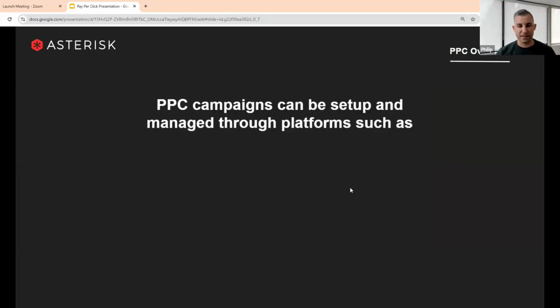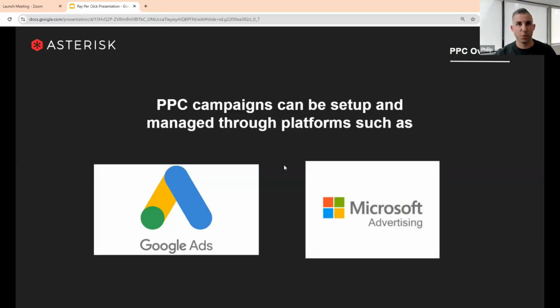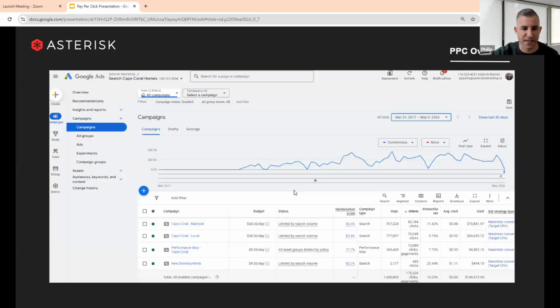PPC campaigns can be set up and managed through the platforms I mentioned before. They run through Google and they run through Microsoft. So that's where companies run them. If you were running them yourselves, it would be through those two platforms. If you are running them through a company like us, we're called media buyers, and we would use those two platforms to run the campaigns.